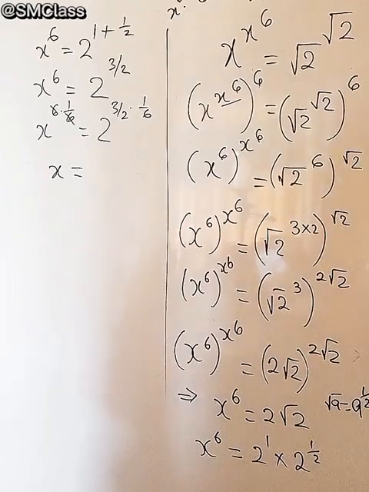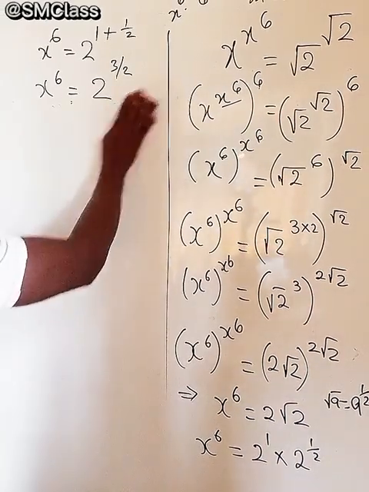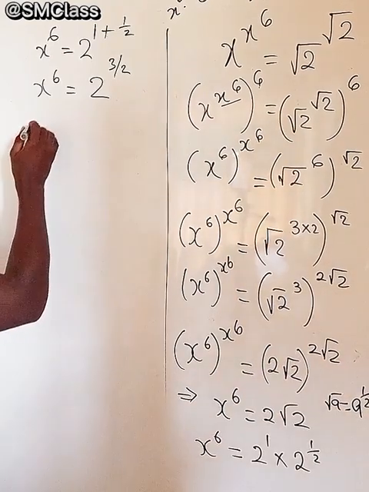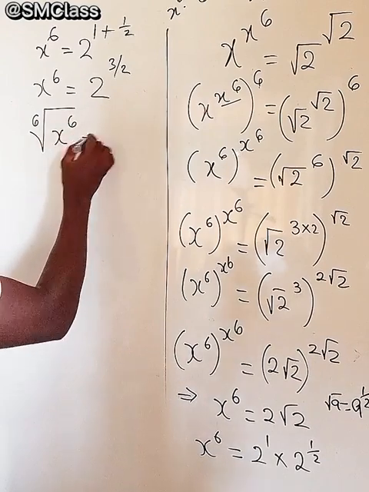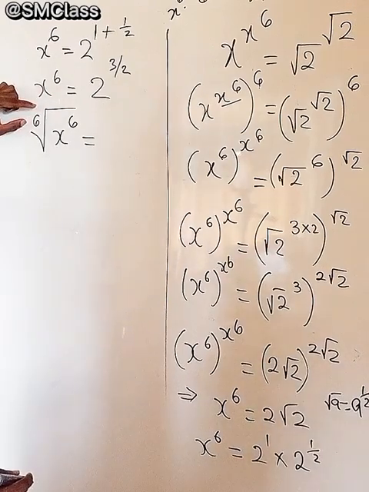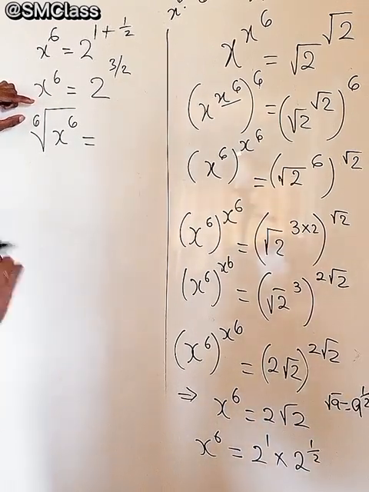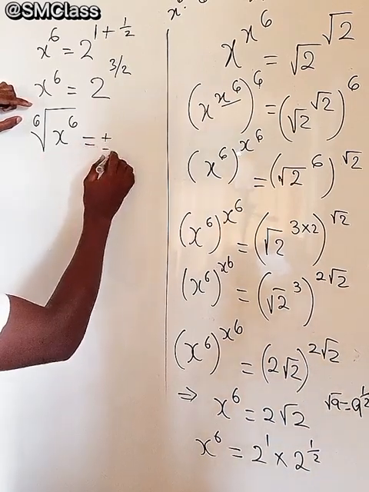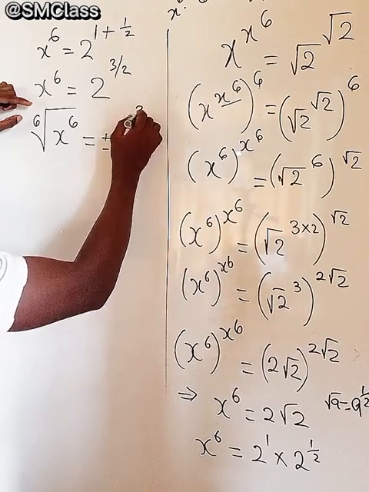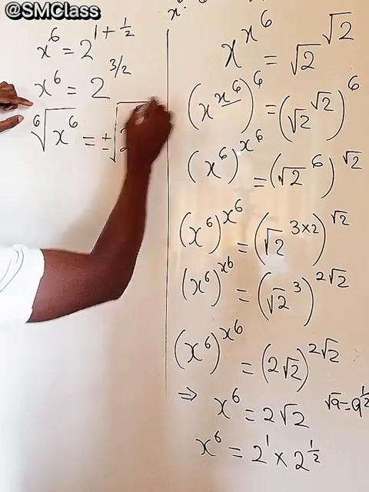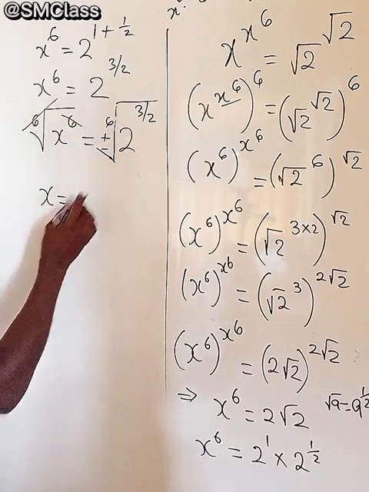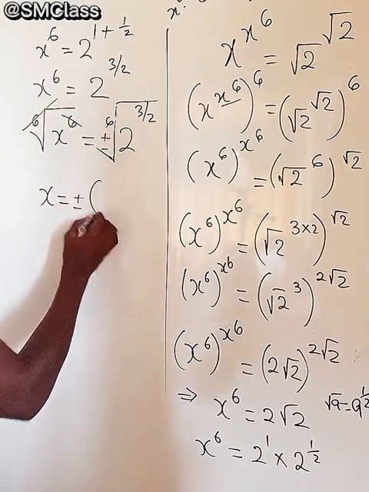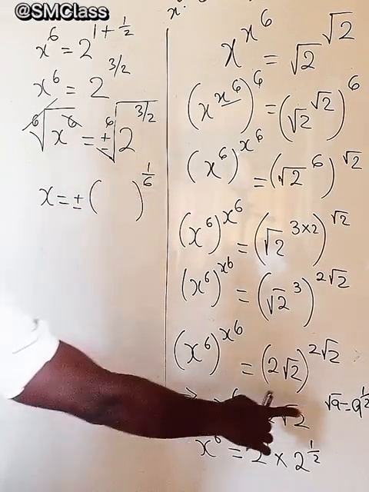So instead of doing that, let's take the sixth root of both sides of the equation. Taking the sixth root of both sides, we're going to have the sixth root of x to the power of 6 equals, but here if you are taking the even root, you have plus or minus, then we have 2 to the power of 3/2, that is the sixth root. So we're going to have this canceling this, we're going to have x equals plus or minus, now the sixth root can turn to 1/6 according to what we said here.